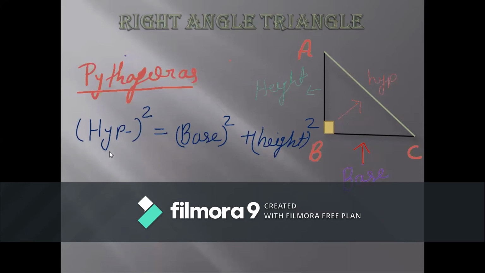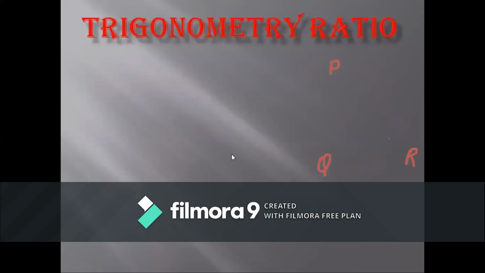Now just write the names using the letters ABC. We have the hypotenuse, the largest side, and then these two sides, AB square and AC square. Now let's see some ratios in right angle triangles according to their sides. Here comes the first ratio, that is sine.